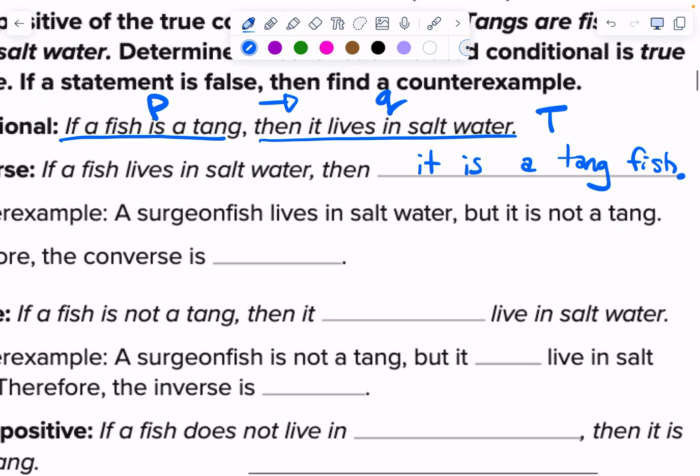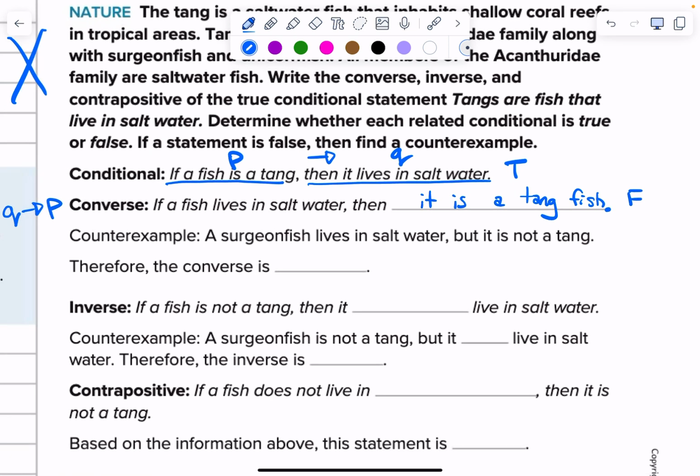True. Okay? They gave a counterexample. They said a surgeonfish lives in salt water, but it's not a tang, right? So that's a counterexample to that. Therefore, the converse is false.